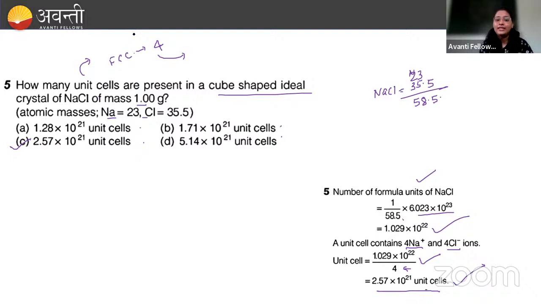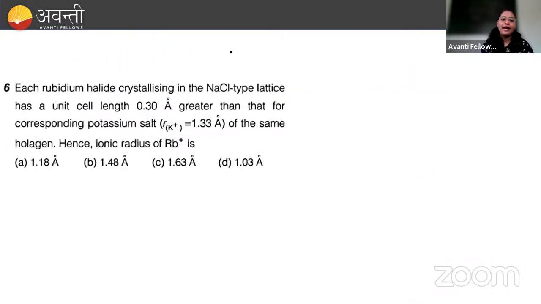यहाँ पे हम लोगों को unit cell पूछे थे, and in this way we need to calculate them. Yeah, any doubts? Yeah, let's move on to the next problem. Each rubidium halide crystallizing in the NaCl type of lattice has a unit cell length 0.30 angstrom greater than that for the corresponding potassium salt, that is 1.33 angstrom, of the same halogen.